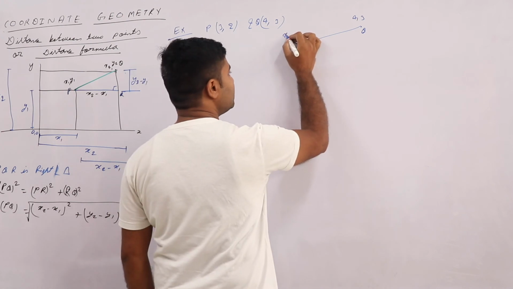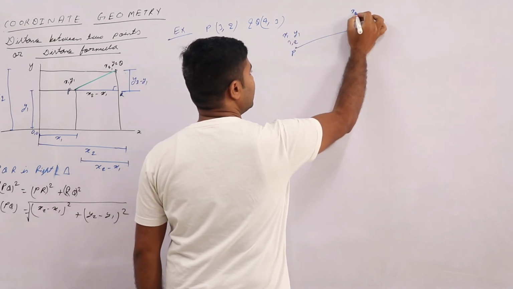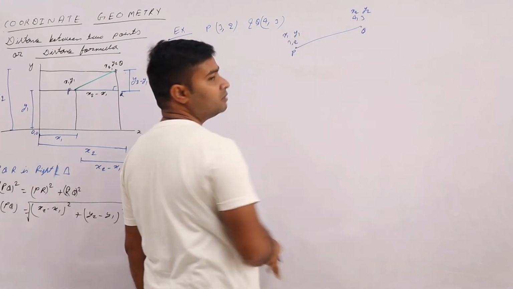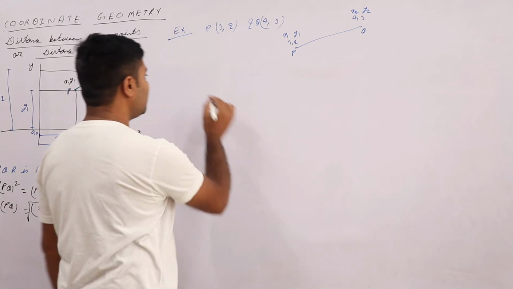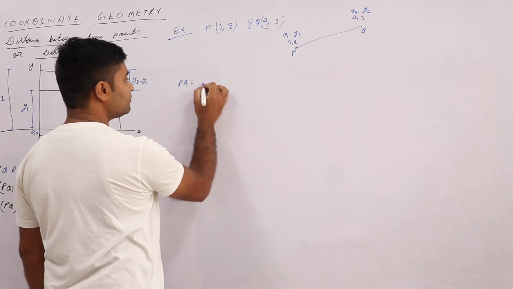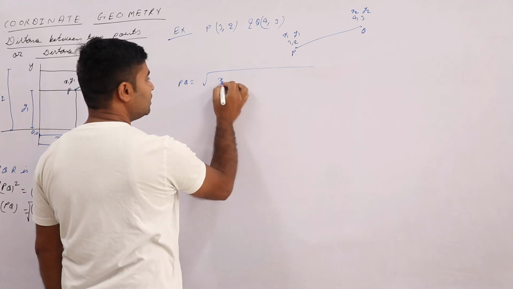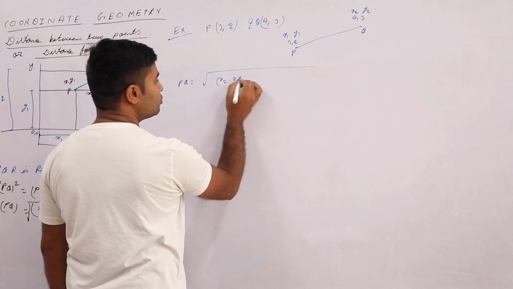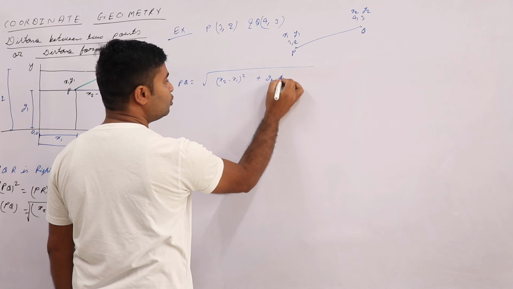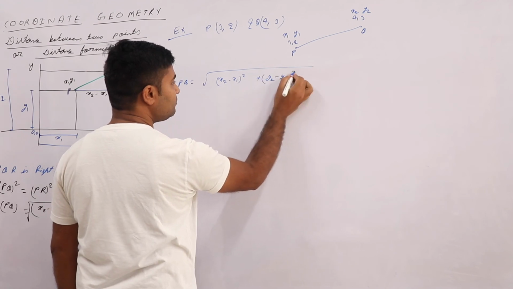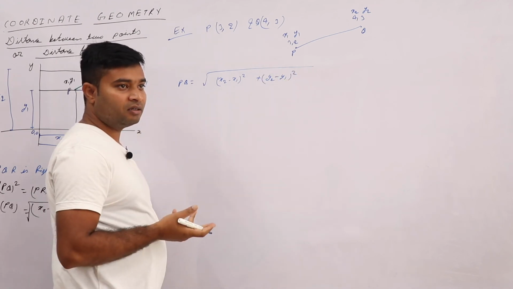Write this is x1, y1, x2, y2. Correct? Now what is the formula? PQ is equal to root over x2 minus x1 square plus y2 minus y1 square. This is our formula. Yes or no?